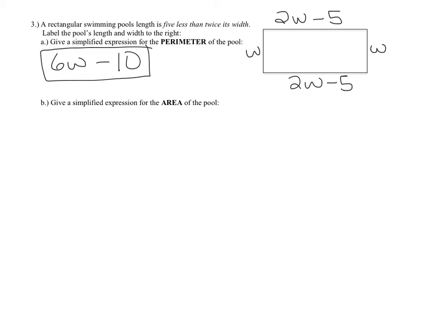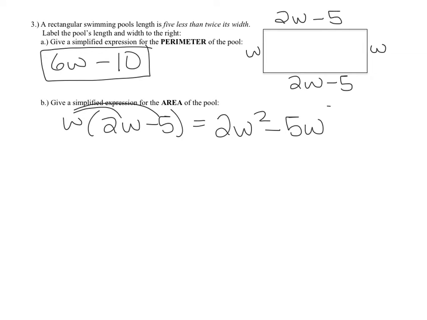Really simple. All right, part B, give the simplified expression for the area of the pool. Area is length times width. So if this is my length and this is my width, I'm just going to multiply these together. And so I'm going to put w times 2w minus 5. So you're multiplying the w by everything. So you have to distribute it out, and you get 2w squared minus 5w. All right, so that's the area of the pool, and up here is the perimeter of the pool. Let's take a look at the next question.